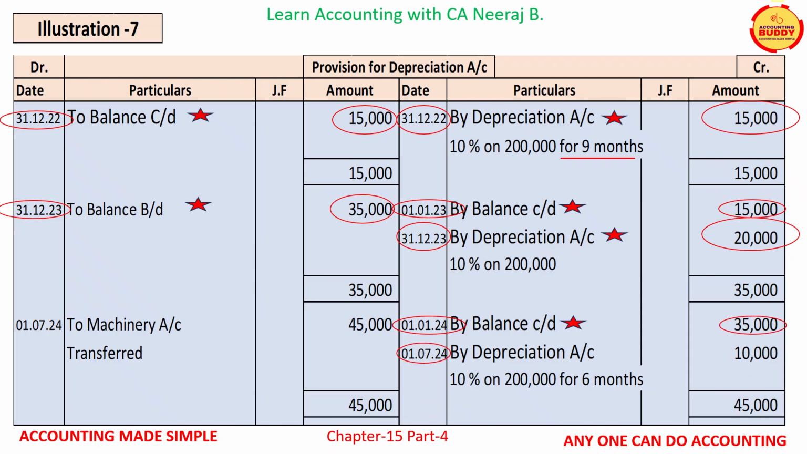On 1st of July 2024, the depreciation for 6 months from 1st of January 2024 till the date of sale of the asset is posted on the credit side of the account by writing the words "By depreciation account" for $10,000. The amount of $45,000 on the credit side of the account is transferred to the machinery account on 1st of July 2024 by writing the words "To machinery account".